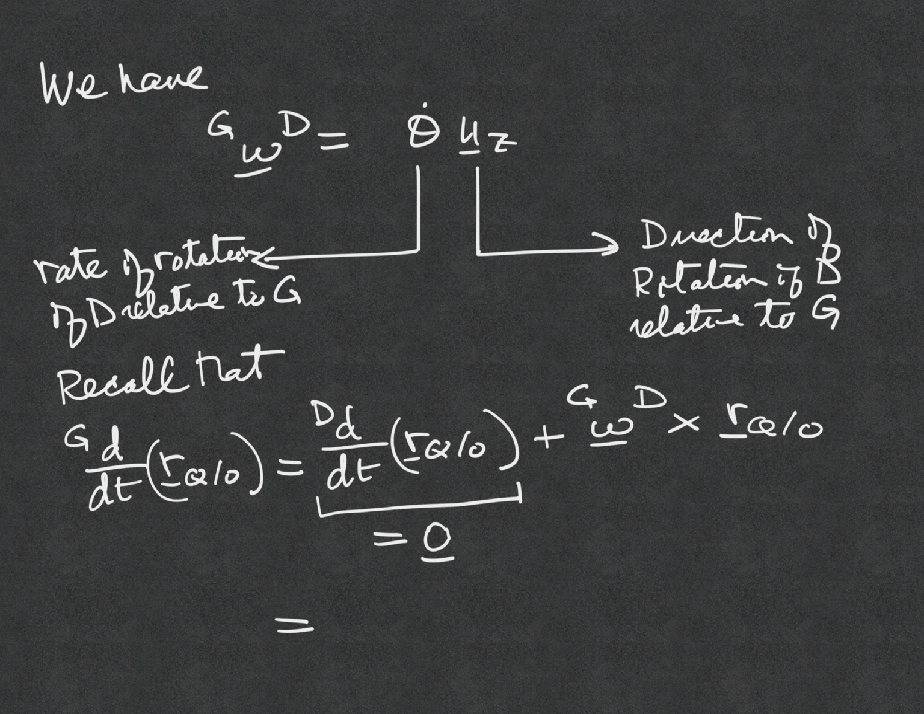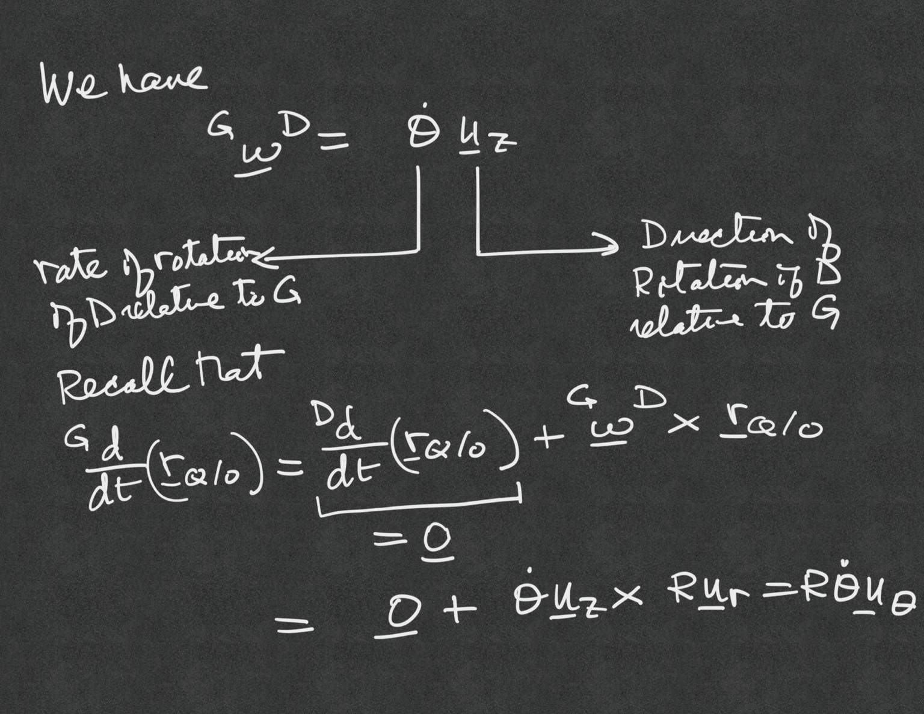So that means that we have 0 plus theta dot uz crossed with R uR, which is equal to R theta dot u theta, which implies that the velocity of point Q as viewed by an observer fixed in G is equal to R theta dot u theta, because this velocity is equal to that rate of change. Now, let's look at the two expressions that we have.